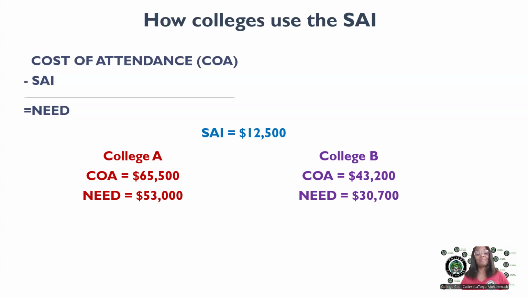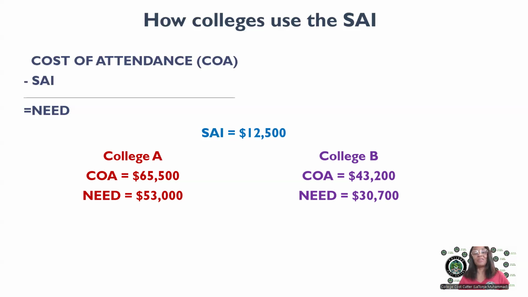And so what we want to do and what we assist families in doing, especially when they plan ahead of time, ideally years ahead of completing their first FAFSA, is work with families to reduce their SAI. Because as you recall from the previous slide, the lower the SAI, the higher the demonstrated financial need. So you might look at College A and College B and say, well, College B has a lower price tag and the need is lower.